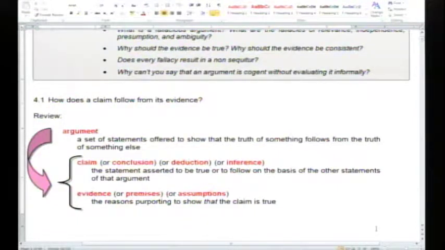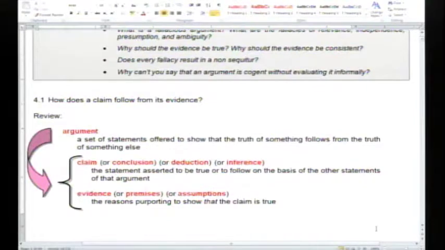You also can't have an argument unless you've given at least one statement as evidence. There's a reason, an assumption that you've made in order to show that the claim is true. And very often, evaluating arguments is just simply evaluating the relation between the premises and the conclusion, or the evidence and the claim, in order to see whether any of the principles of good reasoning that apply to arguments is violated.